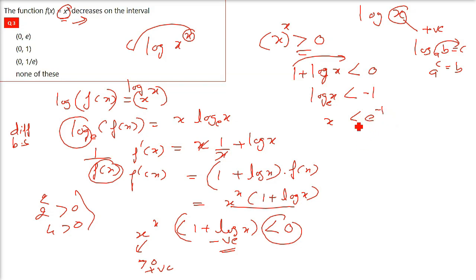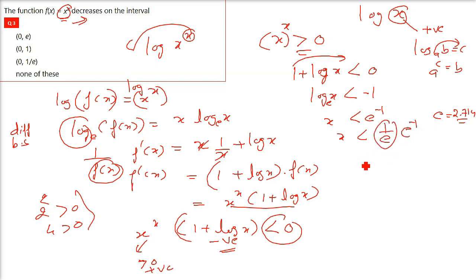Same logic of log I have just written like this. Just forget about less than sign, keep it equal and then just replace it by less than. Then you will be able to write it properly. So x is less than 1 by e. e is a constant value, 2.714 something. So it will be positive only. 1 divided by 2.714 will be 0 point something.